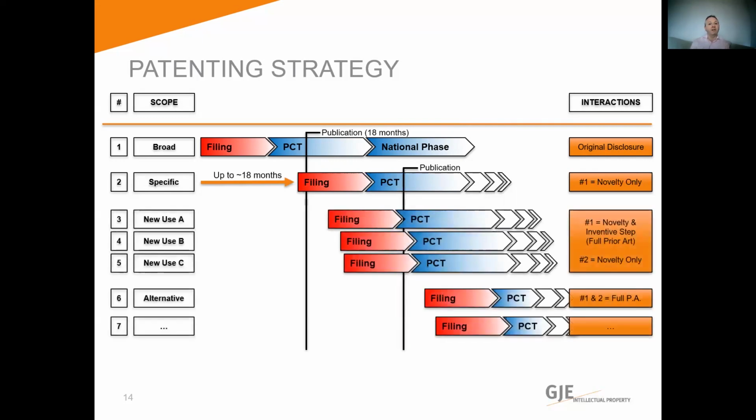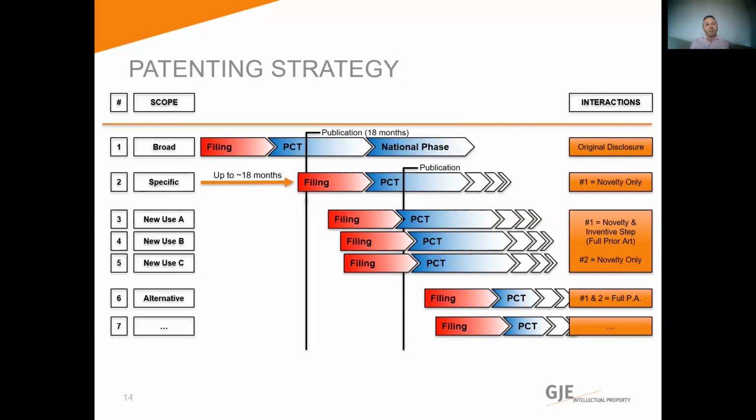Now, further developments can lead to incremental advancements that may be patentable in their own right. And when drafting further patent applications to cover those advancements, we will need to consider the content of your earlier filed cases in terms of novelty, or both novelty and inventive step, depending on what has been published at the point of filing.